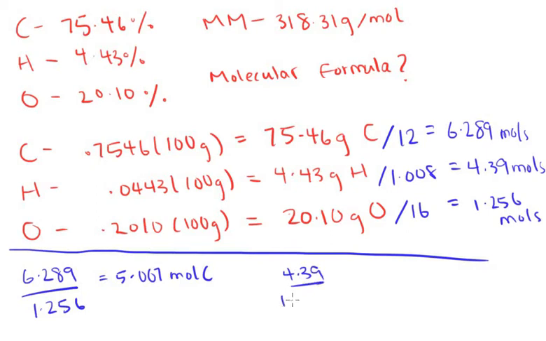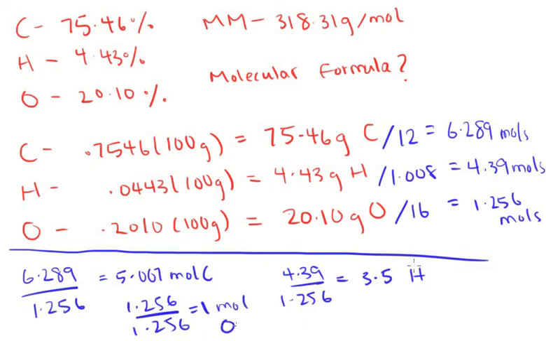We do the same here for hydrogen. 4.39 divided by 1.256 gets 3.5 of hydrogen. We do the same for oxygen, of course. 1.256 divided by 1.256 equals 1 mole of oxygen. Now, usually we can get the answer from this: 5, 3.5, and 1. That is the ratio of our formula, but we have to make this a whole number. So 3.5, what number can we multiply this by to get a whole number? That's 2. 3.5 times 2 equals 7.